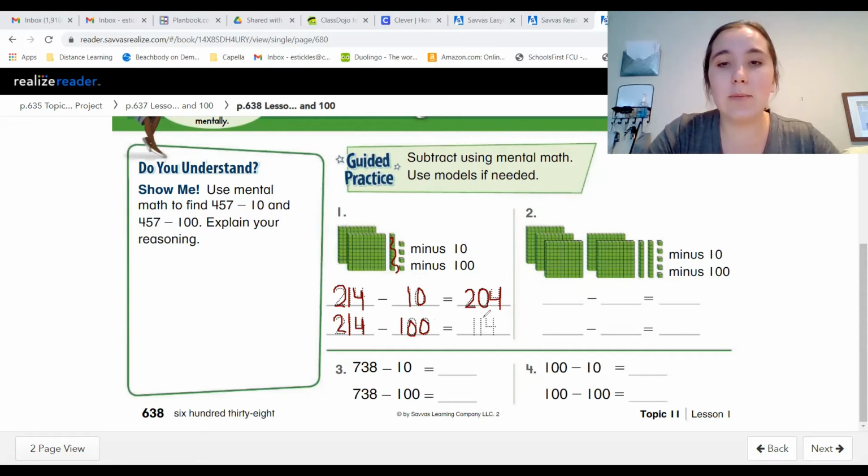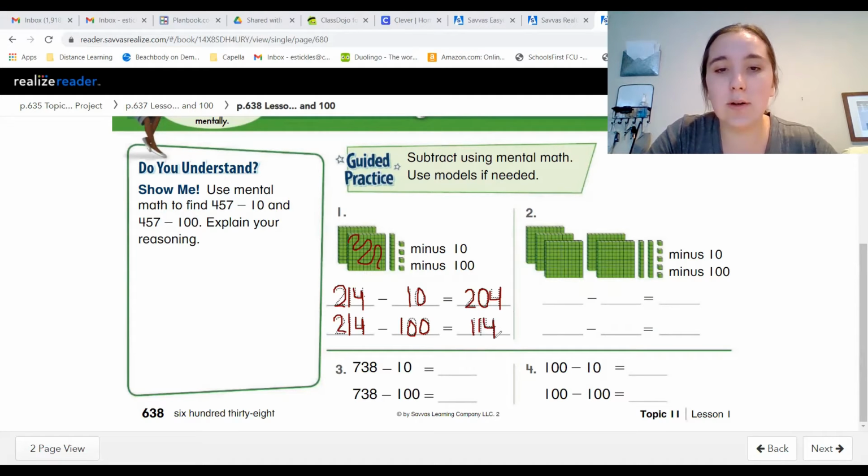Now let's do 214 minus 100. If I go ahead and I take away 100, but I have to make sure I don't take away this 10, I have 1 hundreds block, 1 ten, and I still have those 4 ones.